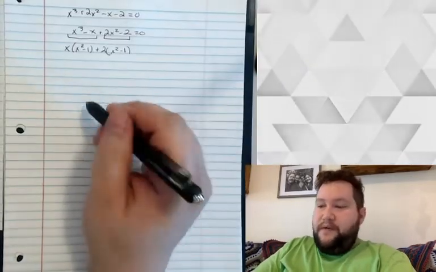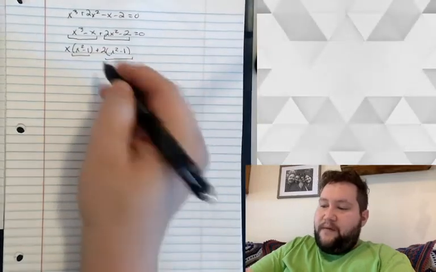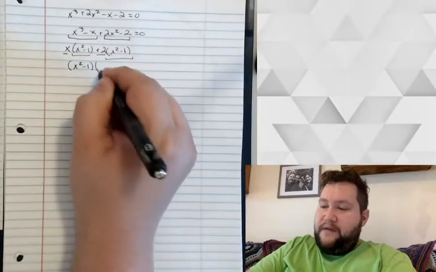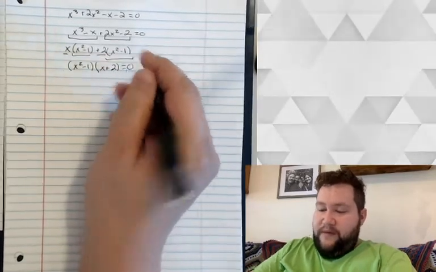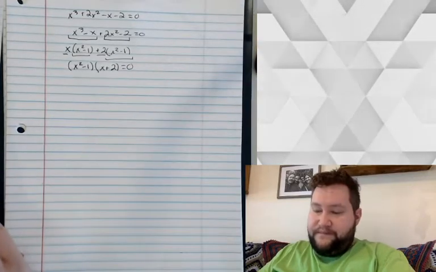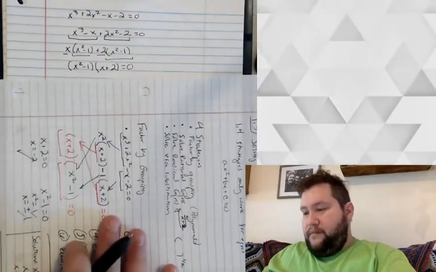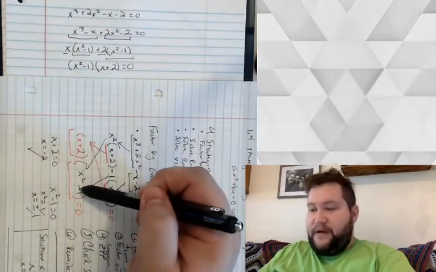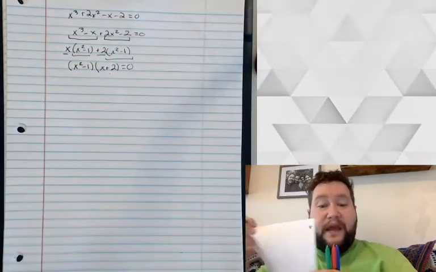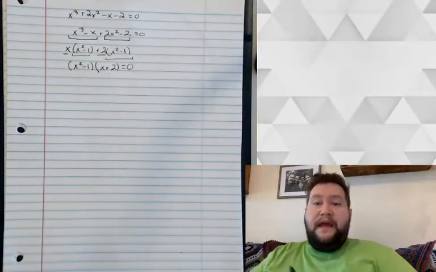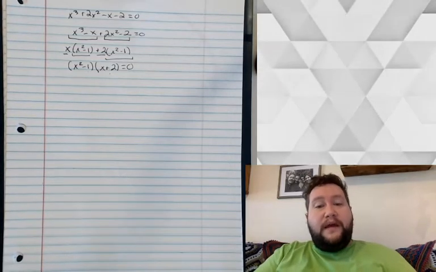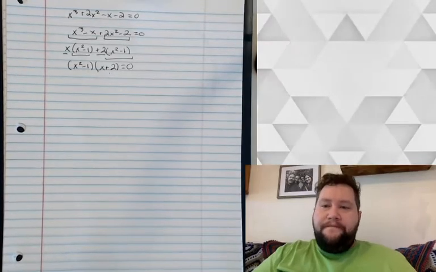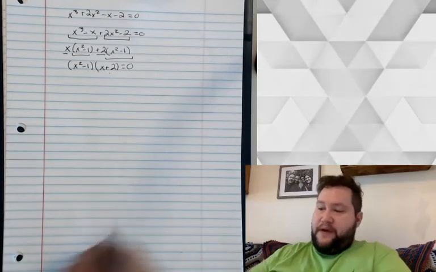So now what's common to both? My x squared minus 1. So x squared minus 1 times x plus 2 equals 0. And notice, x plus 2, x squared minus 1, we get the same factors. And since we get the same factors, we end up with the same result from our zero product principle and our same solutions. So let's go ahead and look at another example.